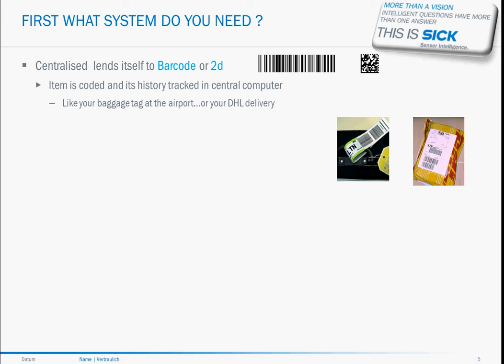So what system do you need? Well, there are several ways of describing a system. You could have a centralized system or you could have a decentralized system. A centralized system means that the information is held in a central computer and the barcode just carries a number. It then looks up that number in the central database to tell it what it is.